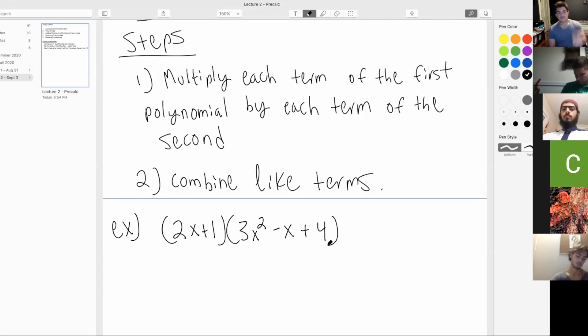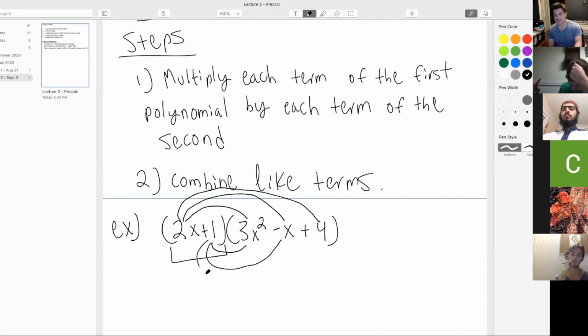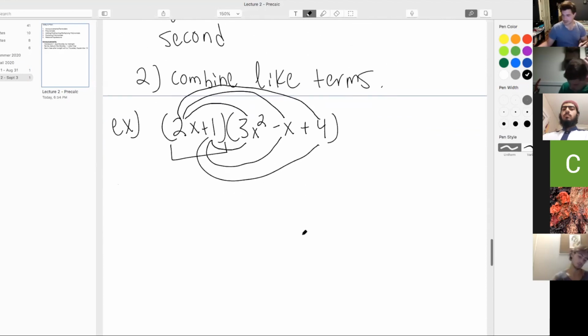Okay, so the first step is that we want to multiply each term of the first polynomial by each term of the second. Visually, what that looks like is that I'm going to do 2x multiplied by that guy, 2x multiplied by that guy, and also 2x multiplied by that guy. And I need to do that same thing now with this 1 here. So I'm going to do 1 times 3x squared, 1 times negative x, 1 times 4. That's kind of visually what it looks like, okay?